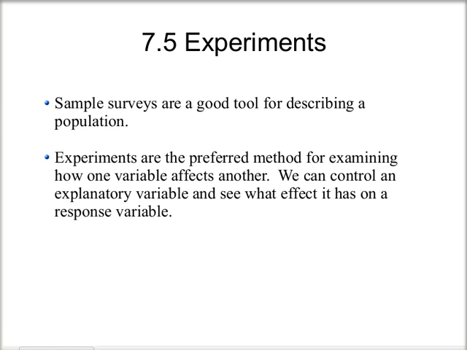We have looked at sample surveys, and those are a good tool for describing a population. Now we're going to look at experiments, and experiments are the preferred method for examining how one variable affects another. In an experiment, we can control an explanatory variable and see what effect it has on a response variable.